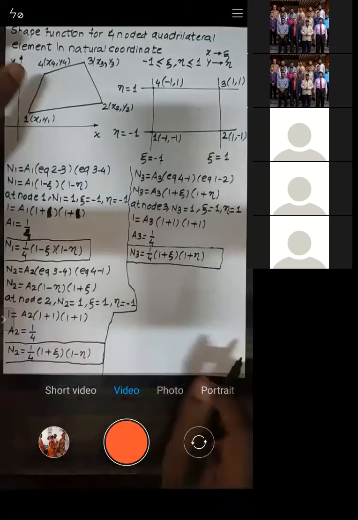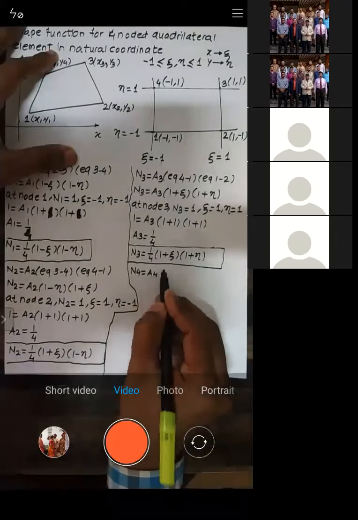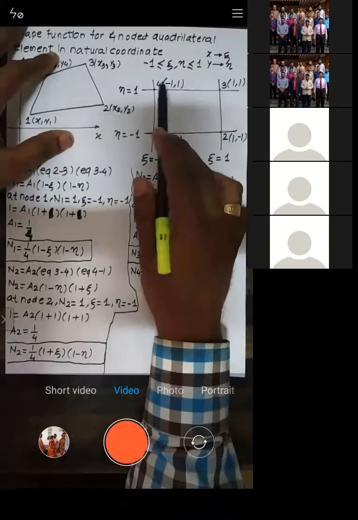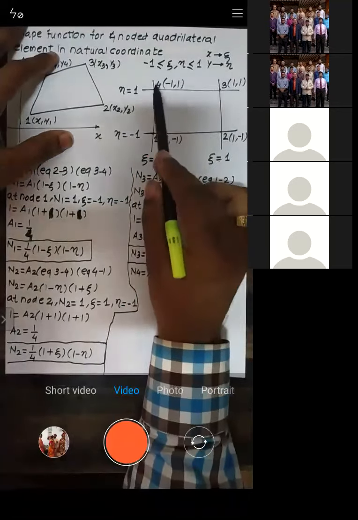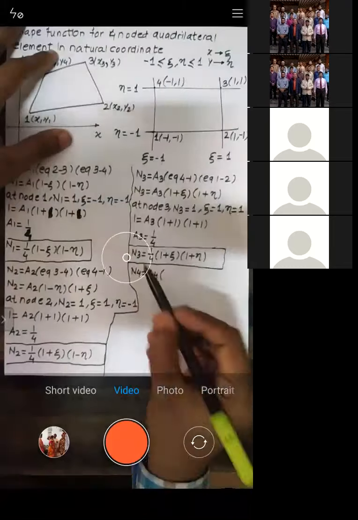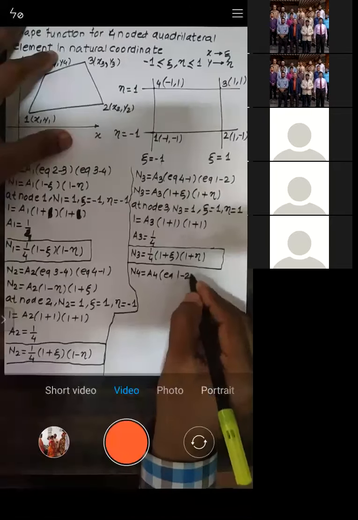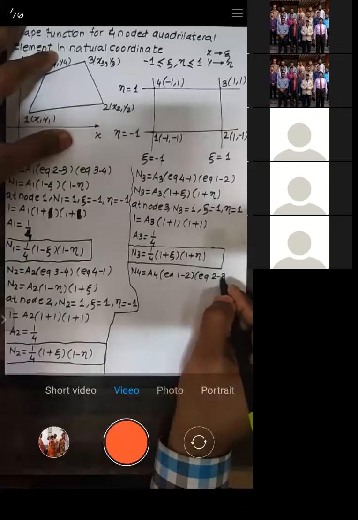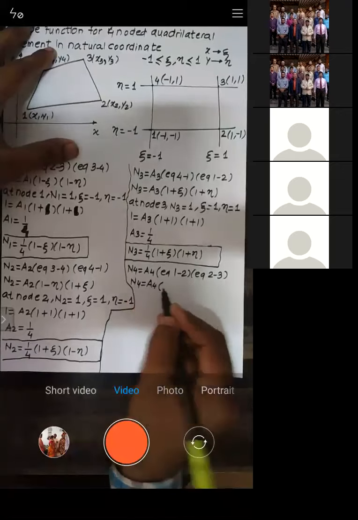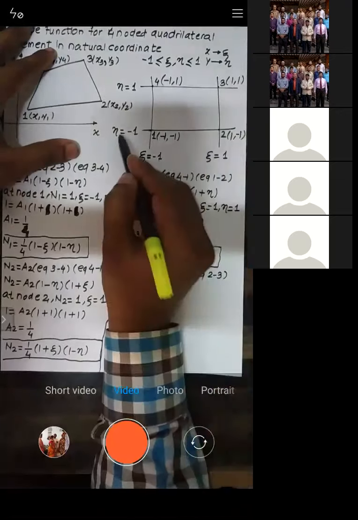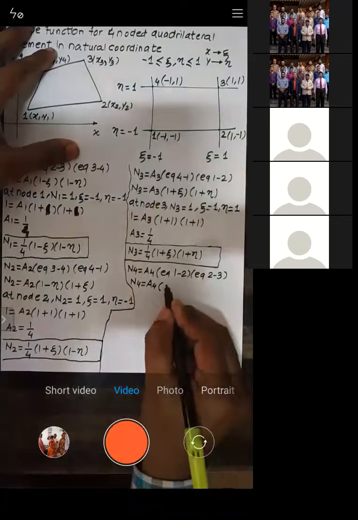Yes sir. Now let's do for N4. So N4 is equal to A4 into the equations of the lines which are not passing through node 4. So through node 4, which equation lines are not going? See, this line is going, this is going, which are remaining: 1, 2 and 2, 3. So the equation of 1, 2 and the equation of 2, 3. So I'll write down N4 is equal to A4 into, what is the equation of 1, 2? It is neta is equal to -1, that is -1 minus neta is equal to 0, that is 1 plus neta.